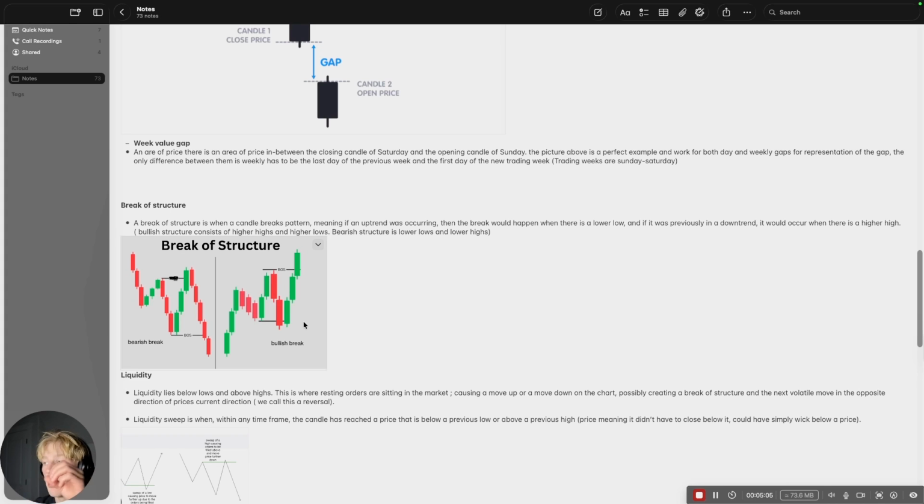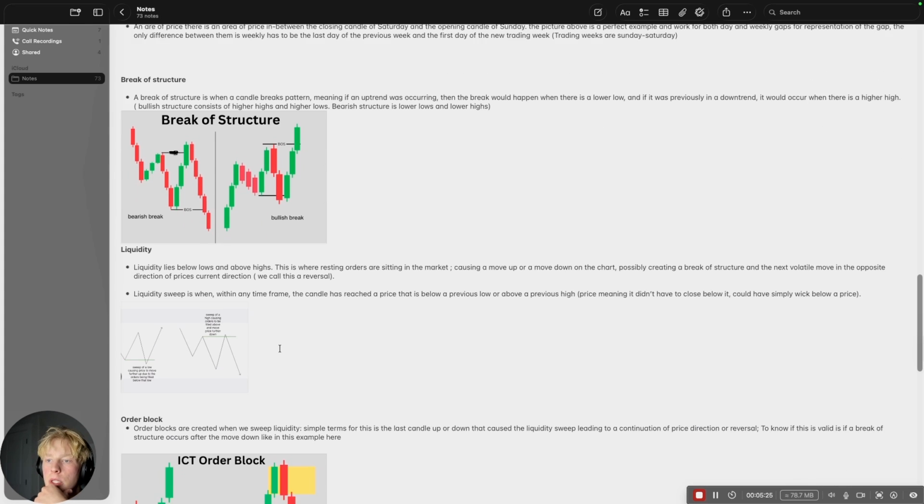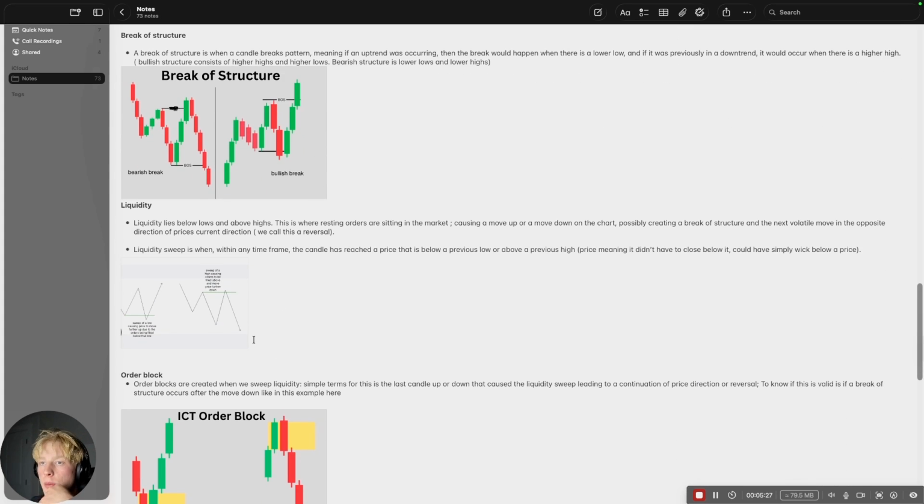Okay, and just like with the downtrend, you need to have a consistent higher high and higher low pattern going on with a bullish trend. If you then have a lower low, you are now in a bearish trend. That's why we call it break of structure, because it's simply changing, right? Next, we are going to go into liquidity and liquidity sweeps, okay?